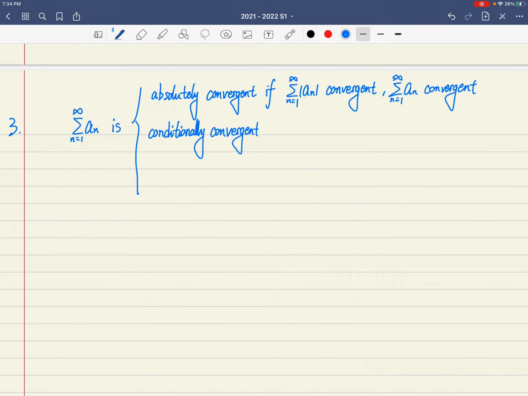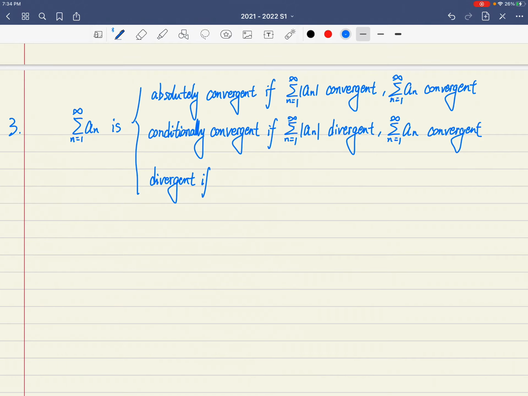So we have absolutely convergent, and we have conditionally convergent. So what is conditionally convergent? That means its absolute series is not convergent. Its absolute series is divergent, but its original series is convergent. In this case we call the series conditionally convergent. And we call a series divergent if both its absolute series and the series itself are divergent.